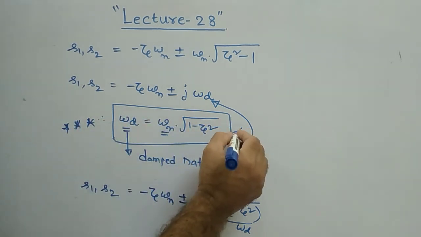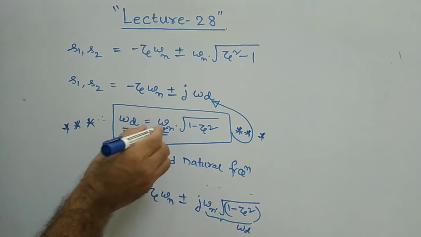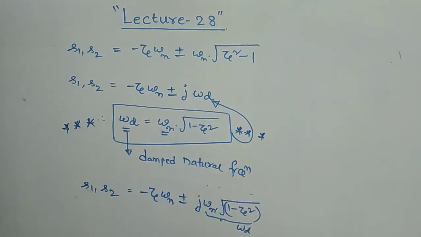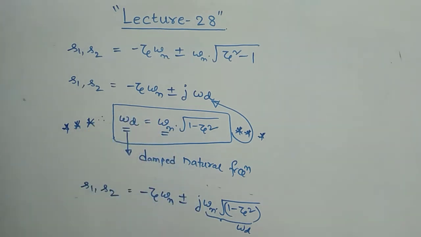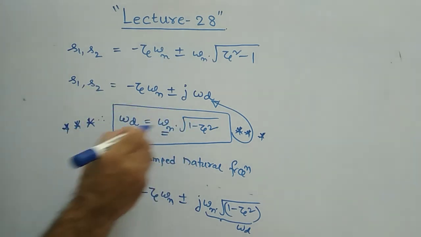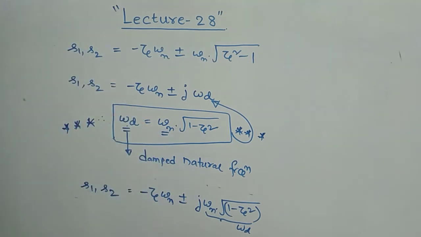The relation between damped and undamped frequency: undamped is equal to damped into square root of 1 minus zeta square. You will expect questions in your competitive examinations based on this. I will solve these in subsequent videos also, and you will understand better there. So right now, remember that this is the basic relation between damped natural frequency and the undamped natural frequency.